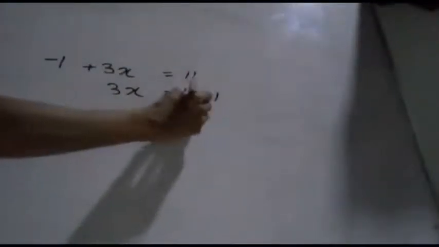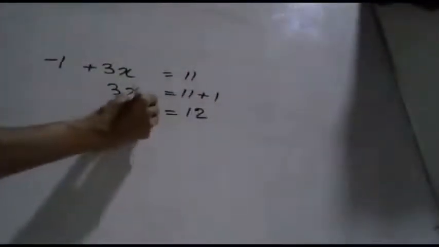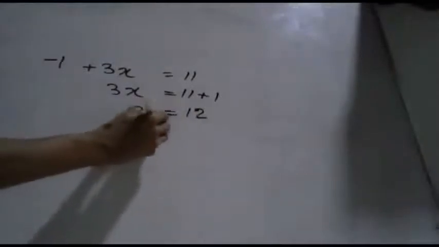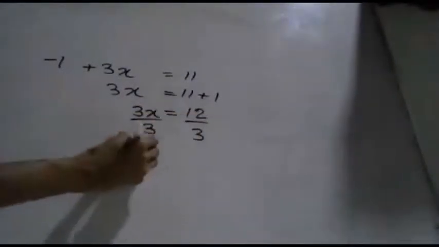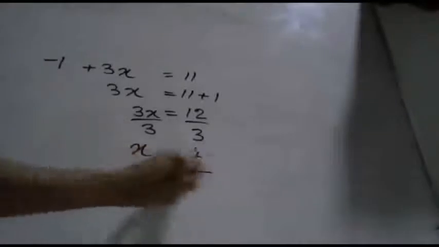Negative 1 plus 3x is equal to 11. We take this negative 1 to the right hand side, positive 1. 3x is equal to 11 plus 1, which is 12. 3x is equal to 12. Both sides divide by 3. x is equal to 4.